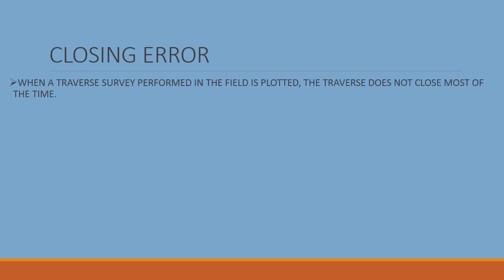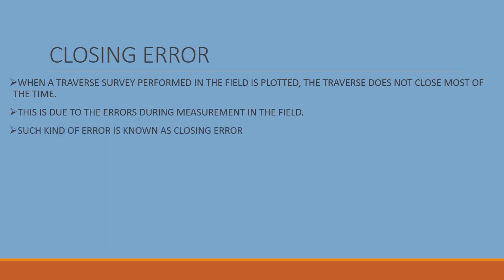When a traverse survey performed in the field is plotted, the traverse does not close most of the time. This is due to the errors during measurement in the field. We are making some errors during measurement in the field, so due to these errors, the traverse is not closing. Such kind of error is known as closing error.